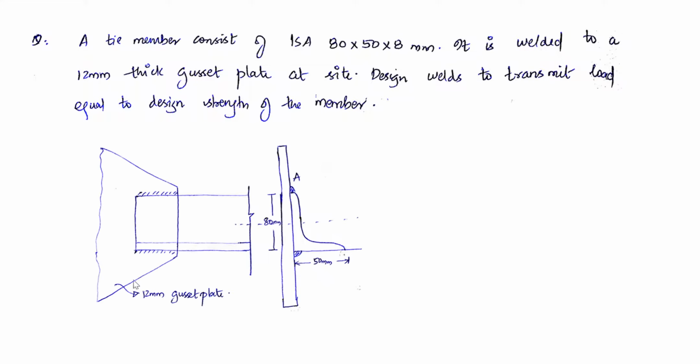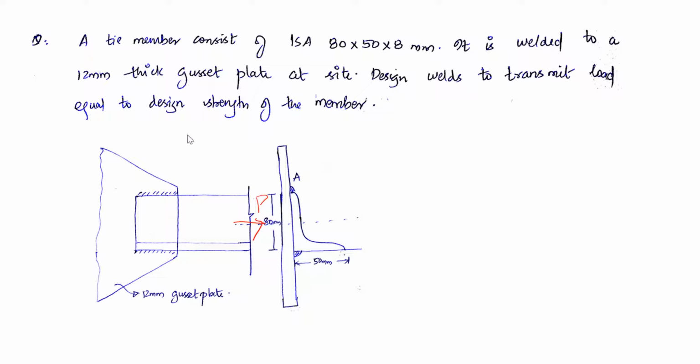It consists of a gusset plate and you are connecting an IS angle in this way. You are asked to find how much length of weld is required over here and how much length is required over here if I am applying a pull like this. How much weld should I provide here, such that if I am applying a pull or a tensile force like this, it will be safe.